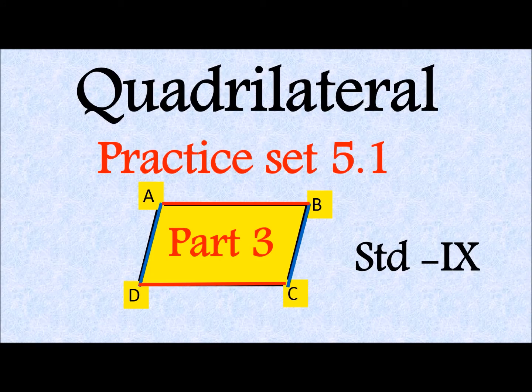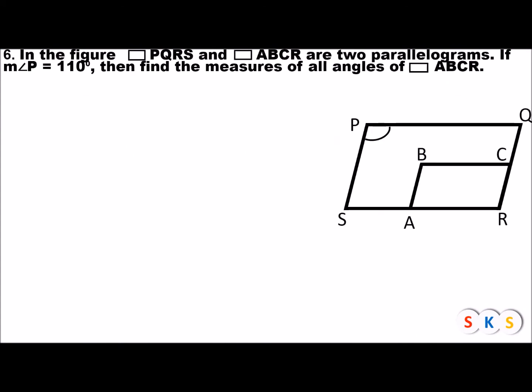Quadrilateral practice set 5.1 part 3. Question number 6. In the figure, quadrilateral PQRS and quadrilateral ABCR are two parallelograms. If measure of angle P equals 110, then find the measure of all angles of quadrilateral ABCR. Let's see the solution of this question.